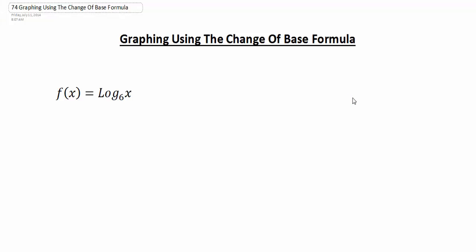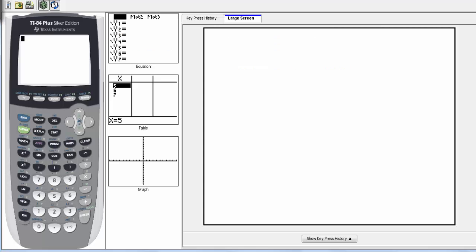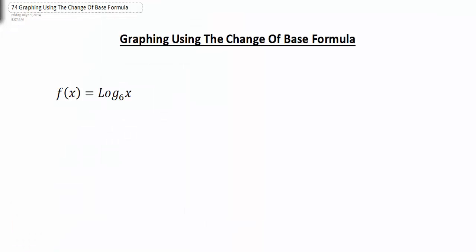This video is going to look at how we can graph our logarithmic functions with bases other than e or base 10, because once again, if you recall with the calculator here, we only have a log base 10 and natural log, which is log base e. But here we're going to look at how we can graph a logarithmic function with other bases using the change of base formula. So we have one example here, f of x equals log base 6 of x.